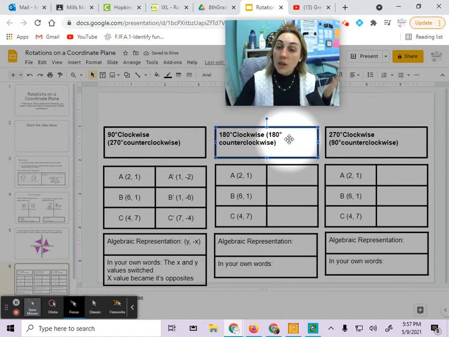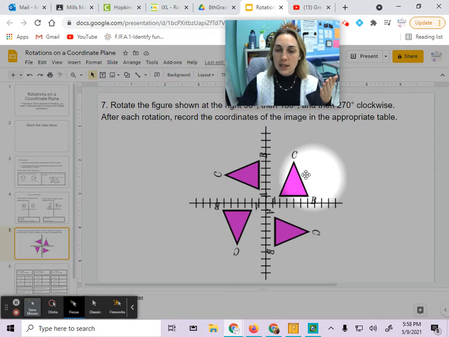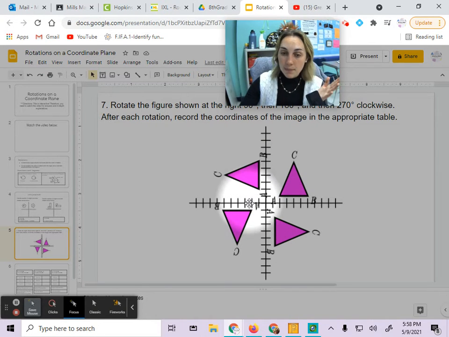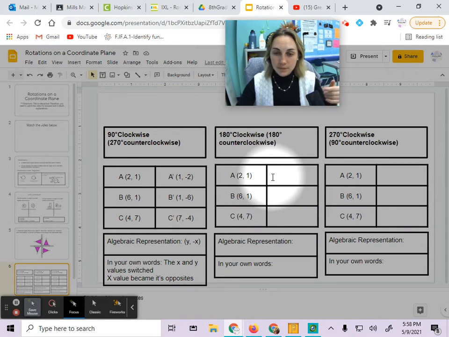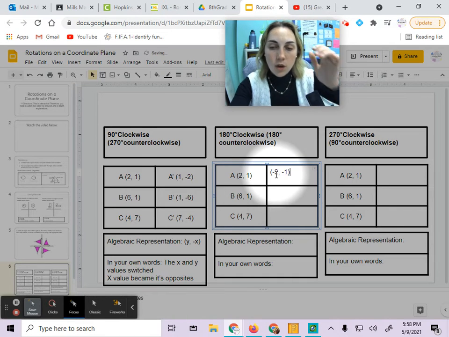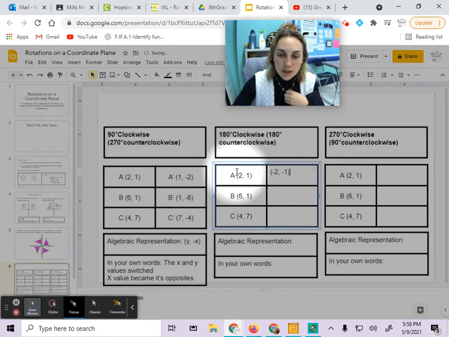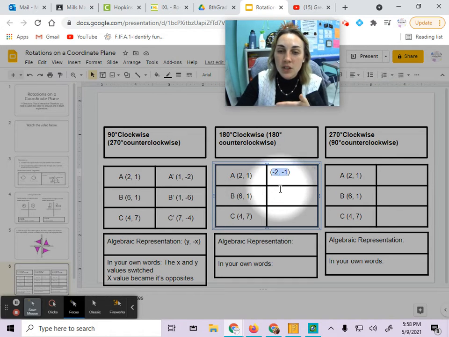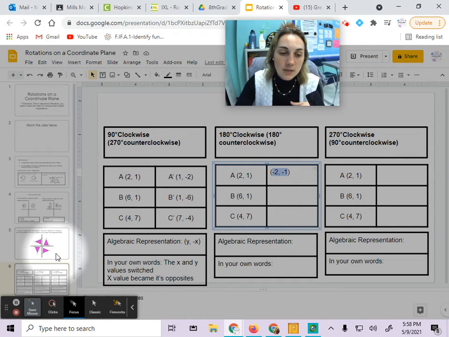All right, so now 180 degrees clockwise or 180 degrees counterclockwise. What happened to our image? So from here to 180 degrees is here. What happened to our coordinates? Well, let's look at A prime first. A prime is at -2, -1. So what we're seeing is that our X and Y value stay the same, but the signs are going to switch. And let's see if that's a pattern for the rest of these real quick.